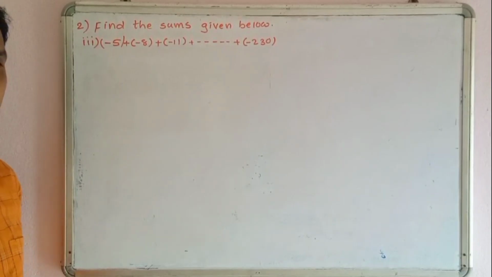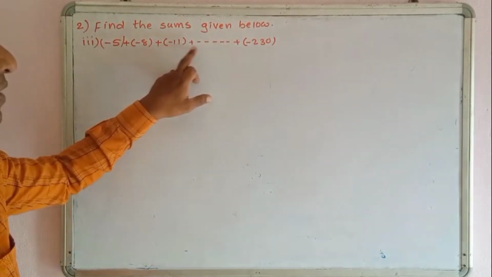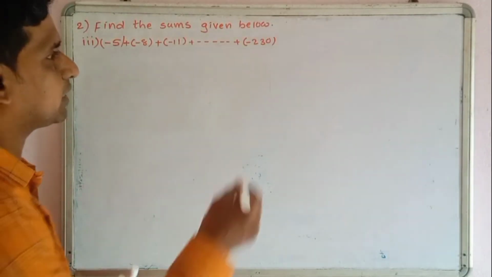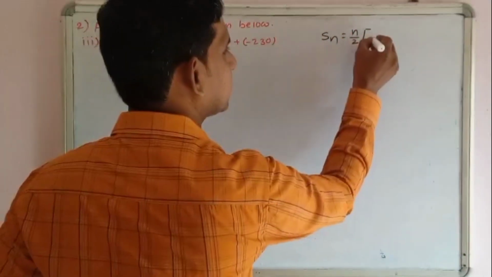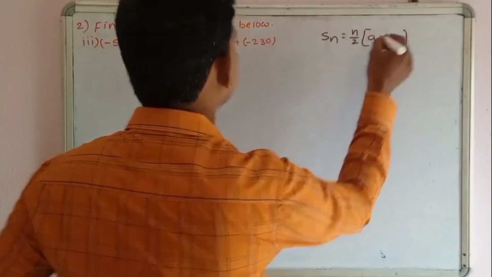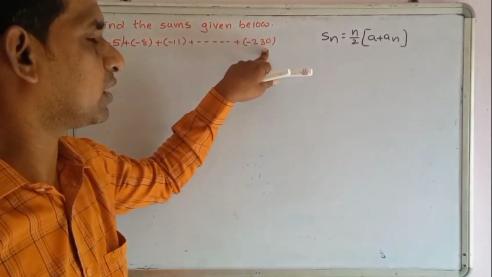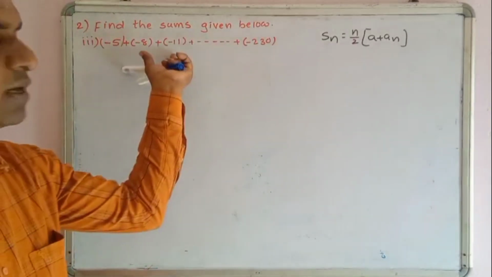Second problem, third one. Find the sum of minus 5 plus minus 8 plus minus 11 plus and so on up to minus 230. Okay. Find the sum. What is the sum formula? Sn equals n over 2, that means n by 2 into (a plus an). Here a is minus 5, an is minus 230. But I don't know the value of n. First find the value of n using the terms.